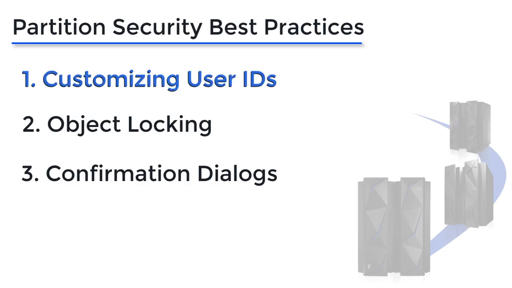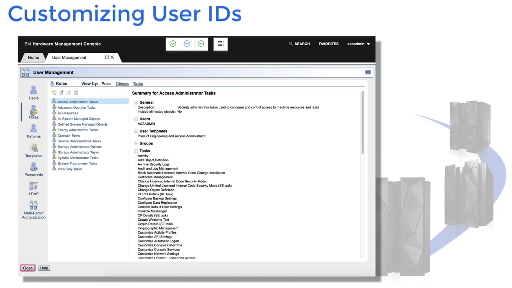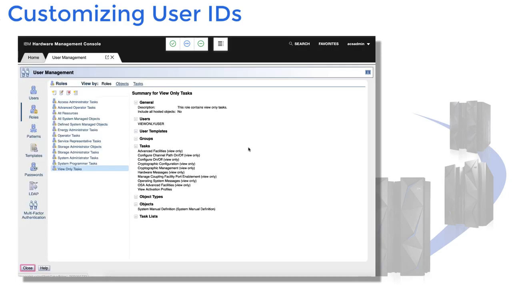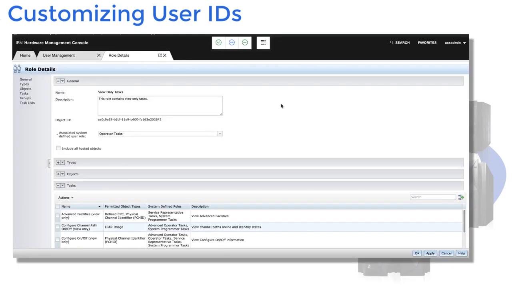In this video, we will focus on the topic of customizing user IDs. The security administrator can assign users one or more roles which grant them permission to task and manage objects. The security administrator can customize each user ID to ensure they only have access to the tasks and objects needed to do their job. They can choose to utilize the default user roles or customize them further. Let's start by discussing view-only tasks.